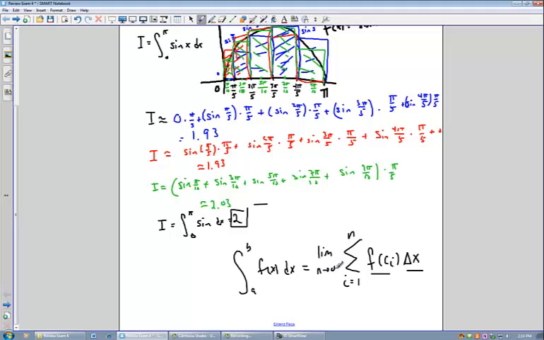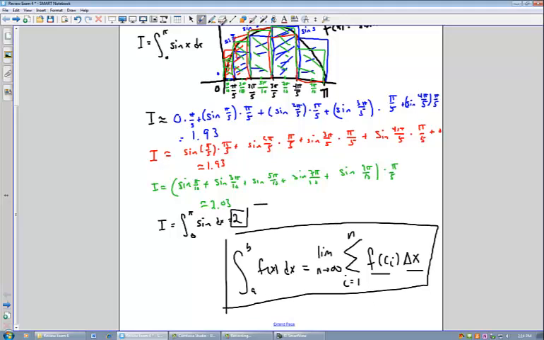As you let n go to infinity, you're going to get the actual area. So this is actually the definition of the definite integral. So hopefully you see all the different parts here. Now, of course, this underlining business isn't part of the definition. I just put it there, but that's the definition of the definite integral.